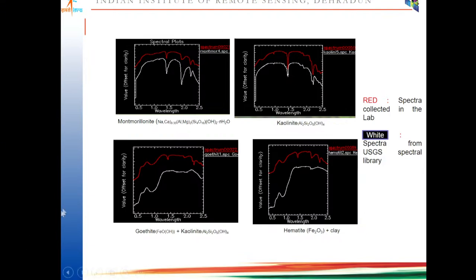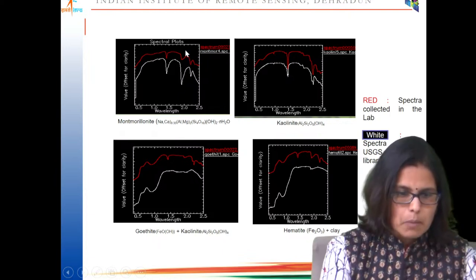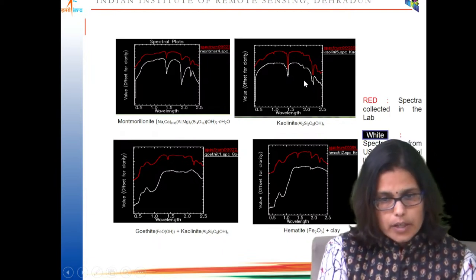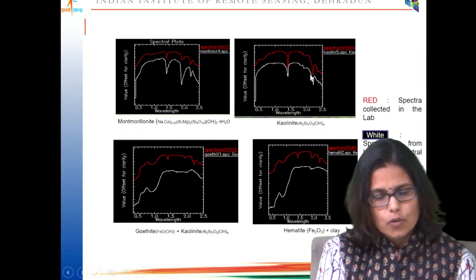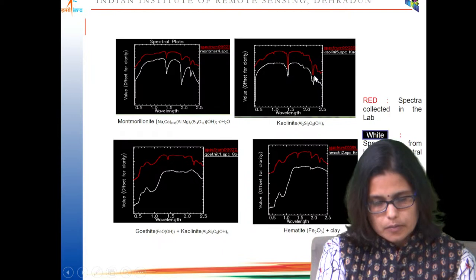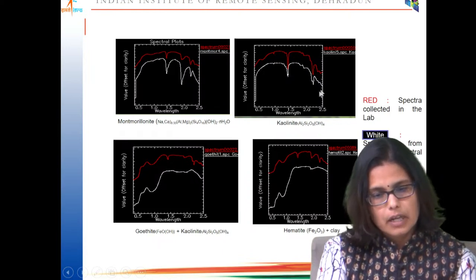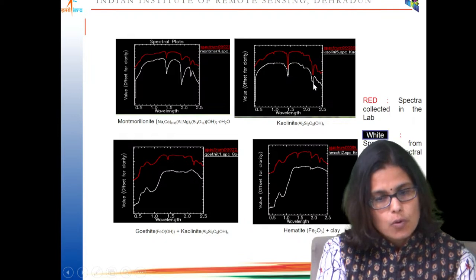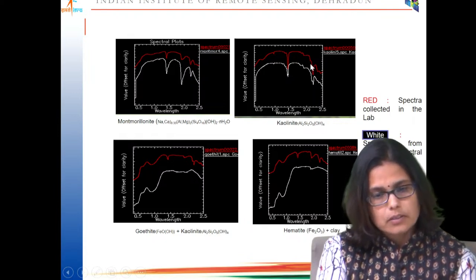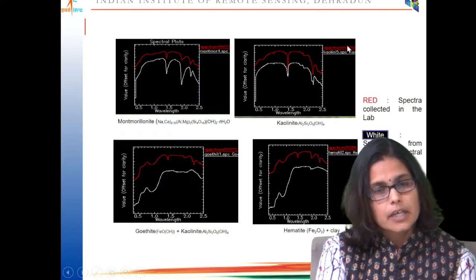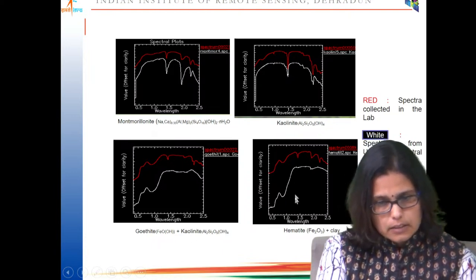Now another example you can see over here: the red is your spectrum, and the white one is the standard library spectra. When we compare, it shows a very good match with montmorillonite, so that's why we have given the name montmorillonite. Here also it is a very good match with kaolinite. You can see over here the double dip, which is characteristic of kaolinite at 2.2. So this spectrum is identified or classified as kaolinite, and this is hematite.